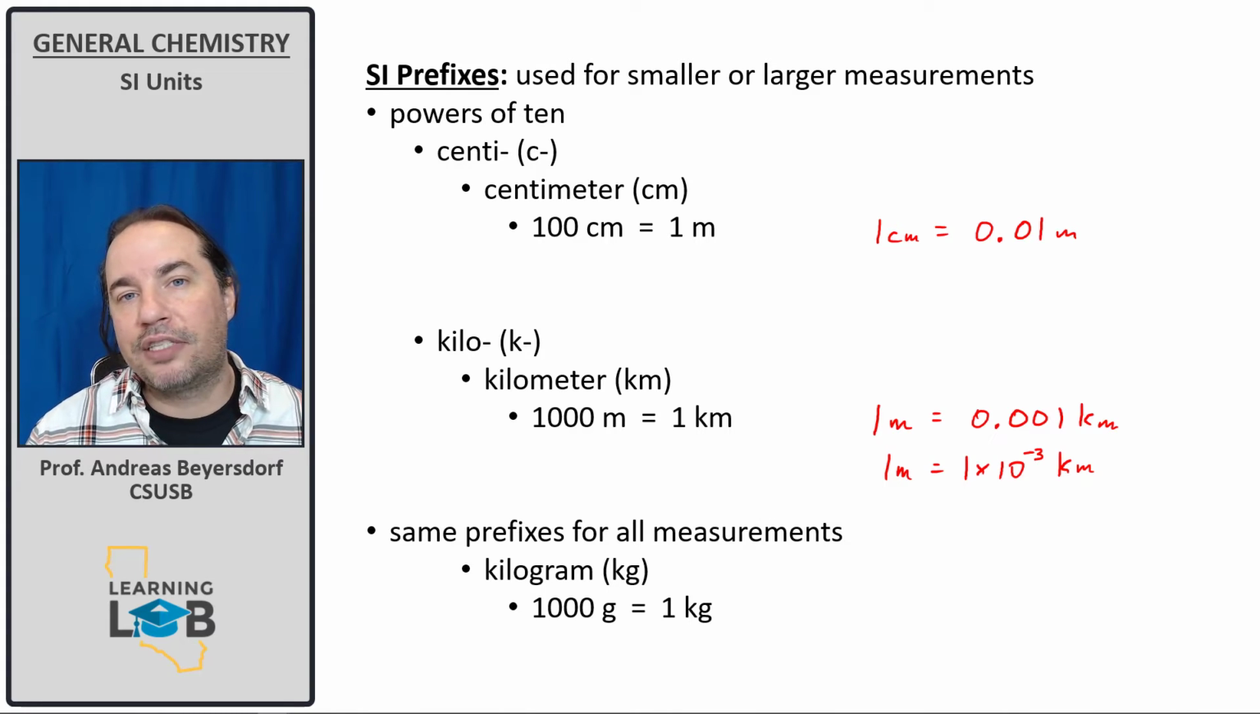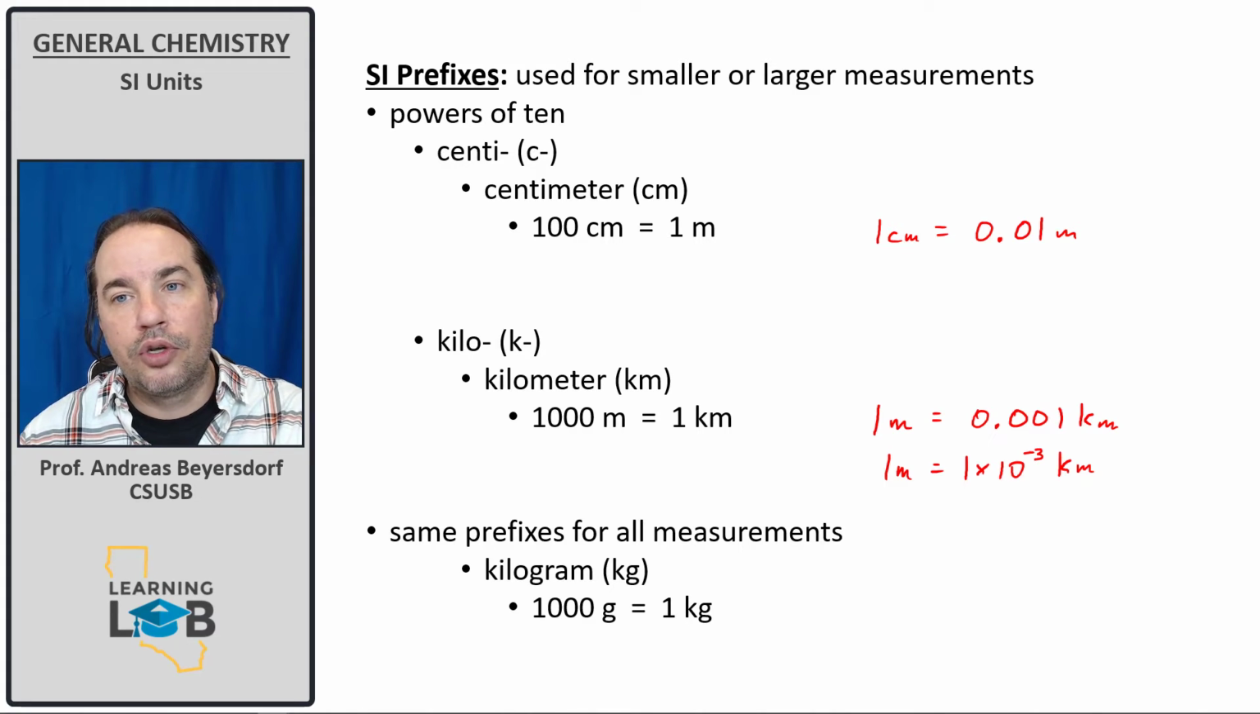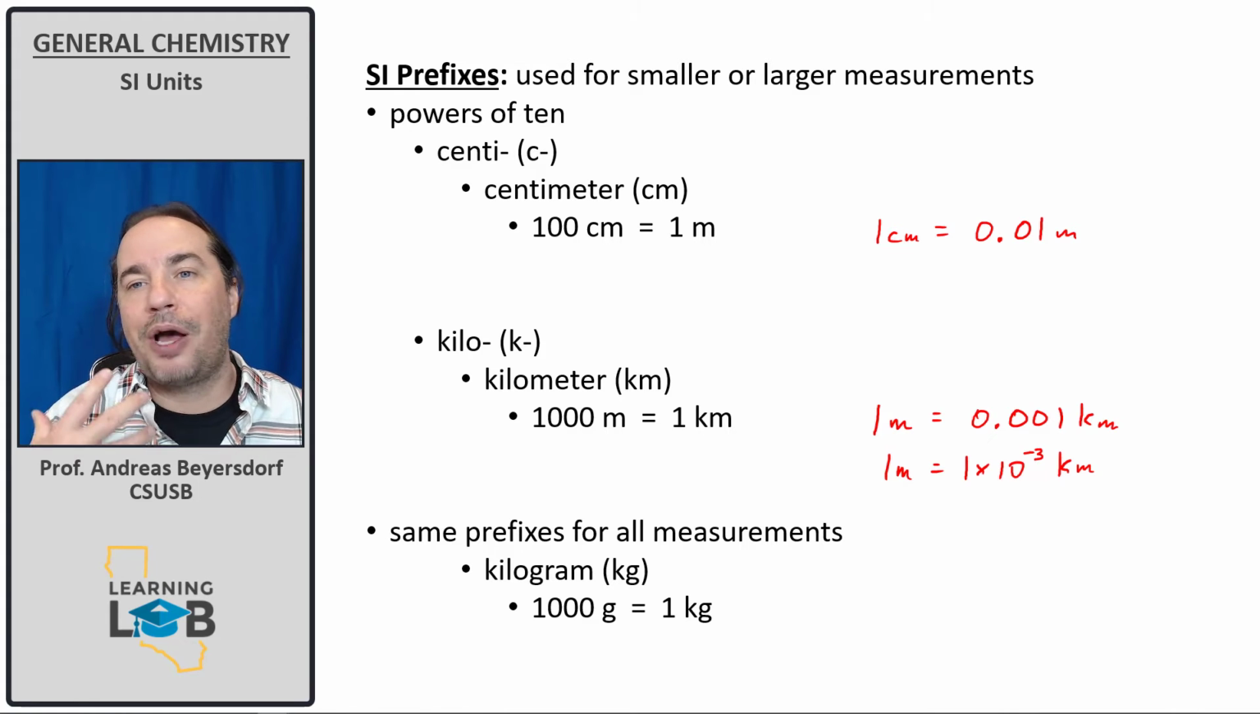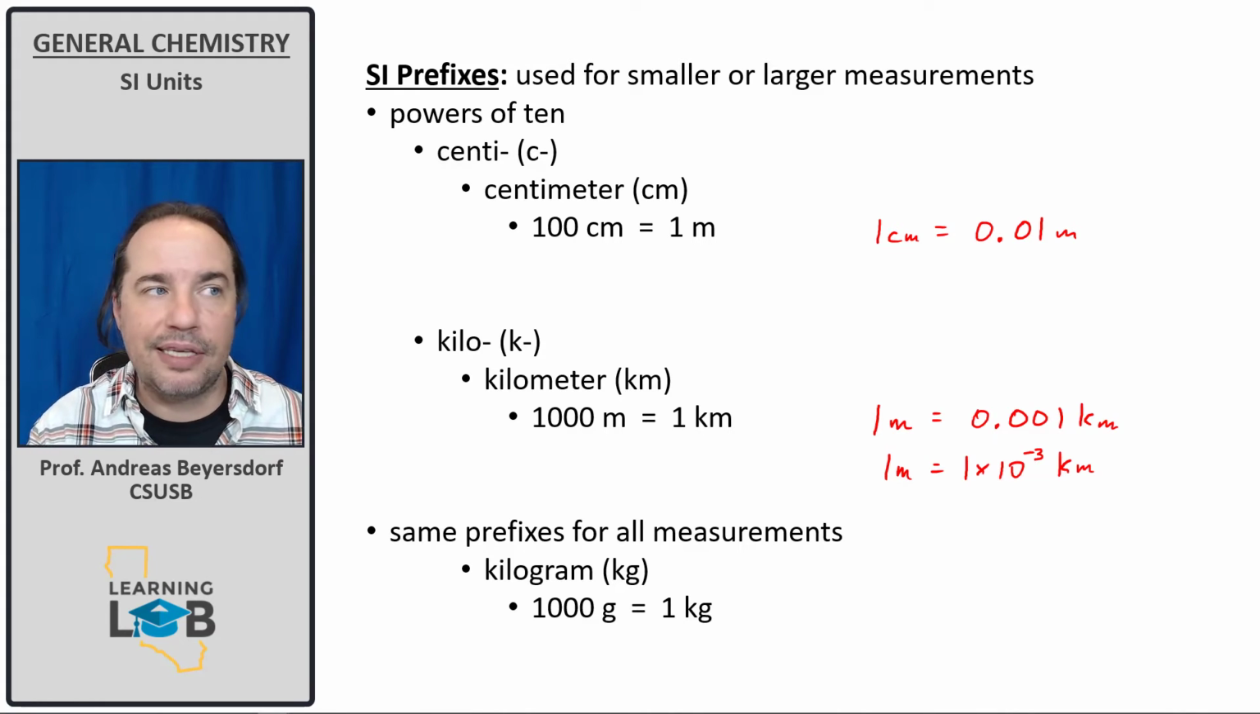Now, these prefixes are the same for all measurements. So I have on the screen kilometers, where 1 kilometer is 1,000 meters. But we can also talk about kilograms. 1 kilogram is 1,000 grams.